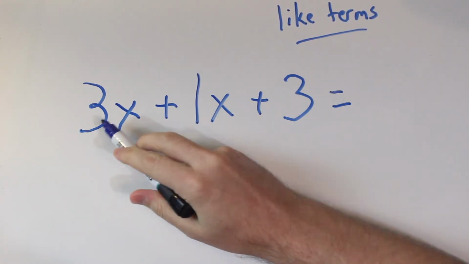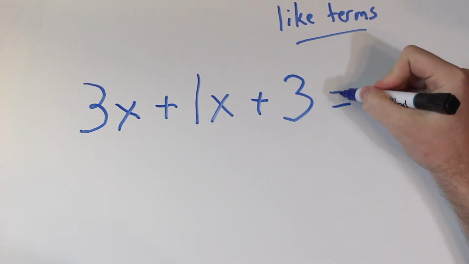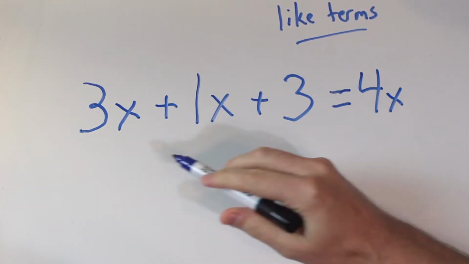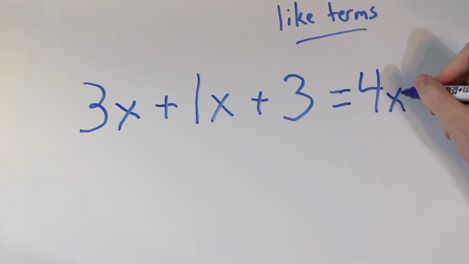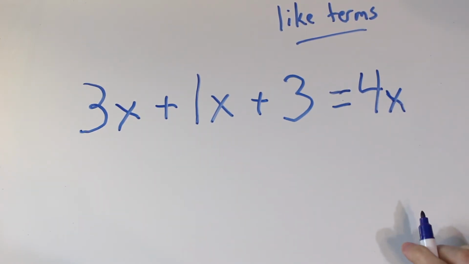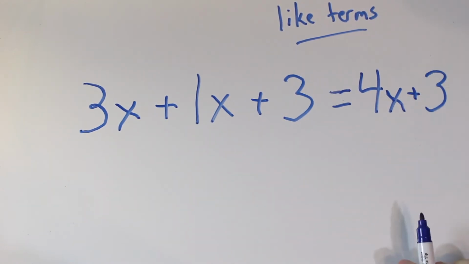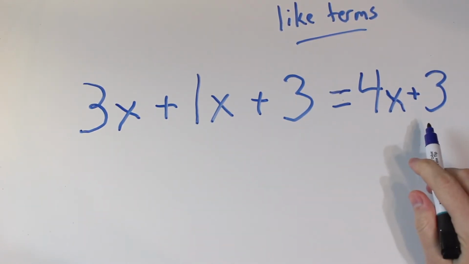So these are like terms, and we can combine them. 3 of something plus 1 of that same something is 4 somethings, so 3x and 1x combine to become 4x. We can't do anything to simplify this 3, so we just leave it as is. Our final answer is 4x plus 3.